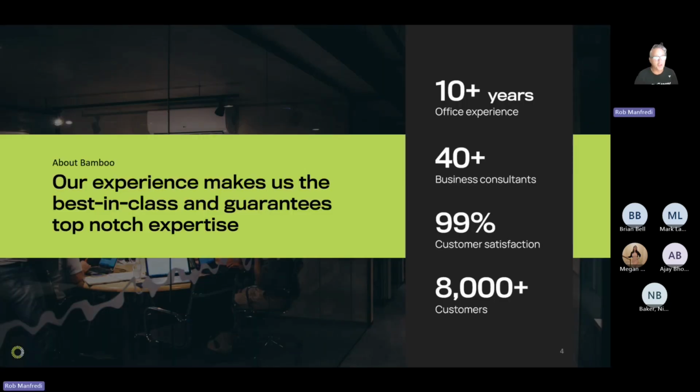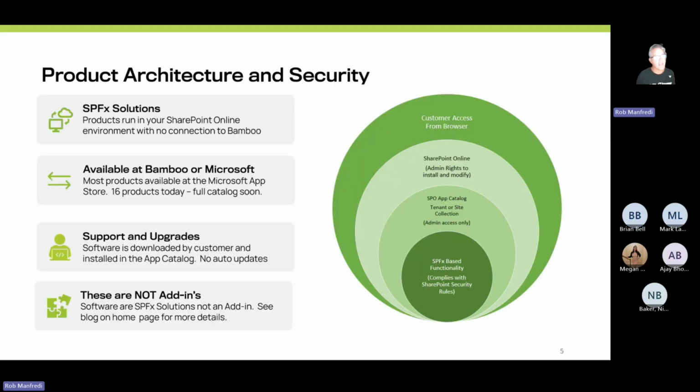We've been around for 10 or more years, building products for both SharePoint on-prem and online. We do have most of these products available for SharePoint on-prem as well, 2016 through subscription edition, and then, of course, about 25 products for SharePoint online. The products for SharePoint online are SPFX products. What that means is they are not add-ins. So as we all know, add-in support is going away. This is the preferred method by which Microsoft wants third-party products to run within SharePoint natively. SPFX stands for SharePoint Framework Solution.